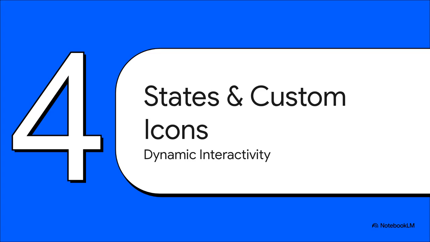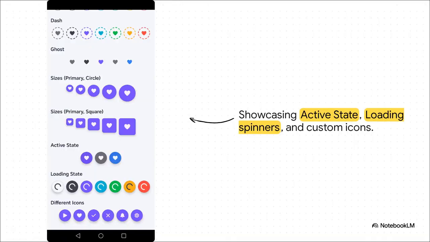Finally, we are on Section 4, States and Custom Icons, Dynamic Interactivity. Looking down at the bottom half, we can see exactly how the static button transforms. Notice the active state row, which gives really clear visual feedback. But more impressively, look at the loading state row. The icons are entirely replaced by perfectly centered, color-matched loading spinners. And right at the bottom, the different icons row proves how seamlessly various SVG assets like play buttons, little hearts, check marks, bells, and gears just swap right into the component without breaking the layout whatsoever.